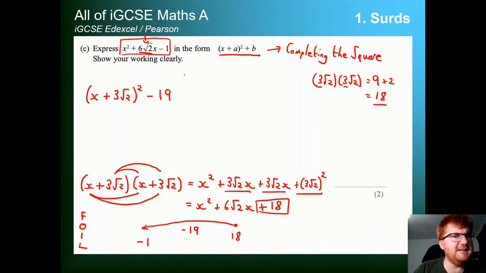And if you get really stuck in the exam and really not sure where that's come from, you can always multiply the brackets out, collect everything together, and then you'll get the answer that you're looking for. So that's our final answer.